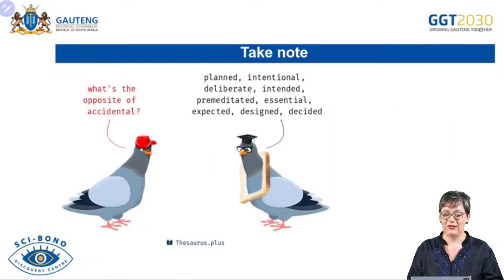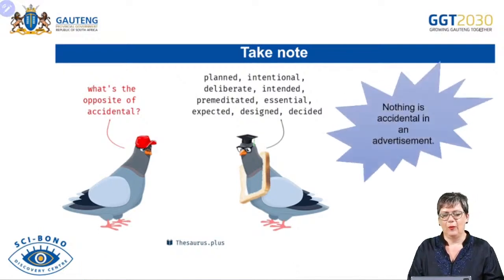This is very important. We have here the synonyms for accidental, or antonyms for accidental. Now, what is the opposite of accidental? That is when something is planned, it's deliberate, it's essential. Why am I showing you this? Because everything in an advertisement is there for a reason. And you will have to figure out why it is there.